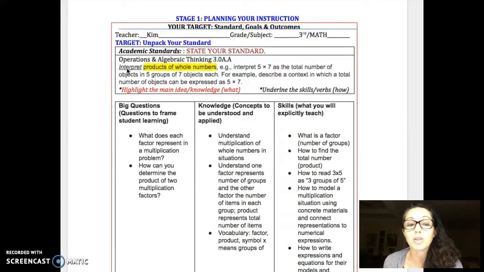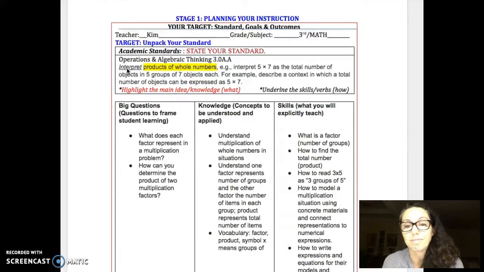Now, based on these 2 big questions, I can think about the types of knowledge and skills that my students will need in order to answer these questions. So for knowledge, they'll need to understand multiplication of whole numbers in situations. They'll also need to know what one factor represents, the number of groups, and the other factor, the number of items in each group, whereas the product represents the total number of items. They'll need to understand and use vocabulary such as factor, product, symbols like X, and means groups of.